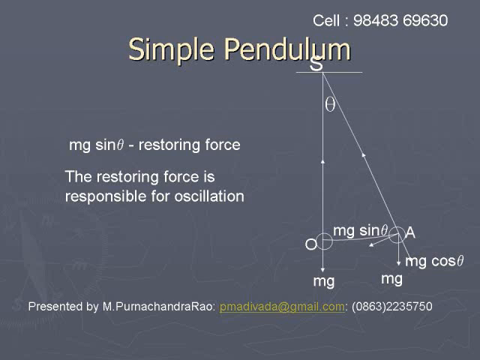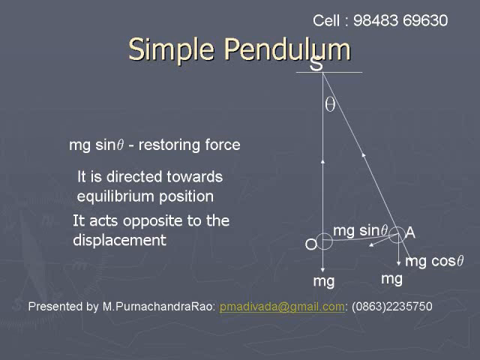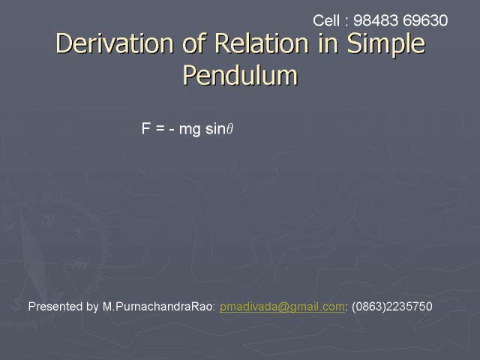So, the restoring force is mg sin theta. The restoring force mg sin theta acts towards the equilibrium position, so it is oppositely directed to the displacement. Generally we consider the direction of the displacement as the positive direction. Hence, the direction of the force is negative. Hence, we have taken F is equal to minus mg sin theta. This restoring force creates an acceleration.